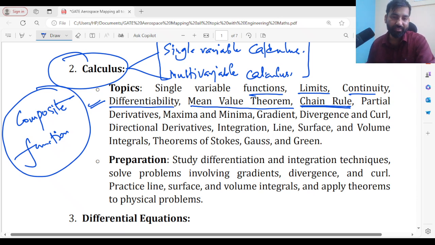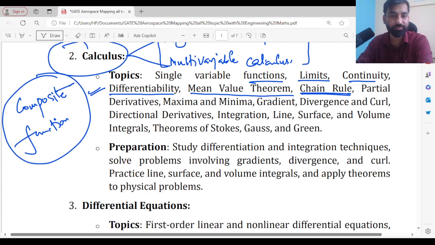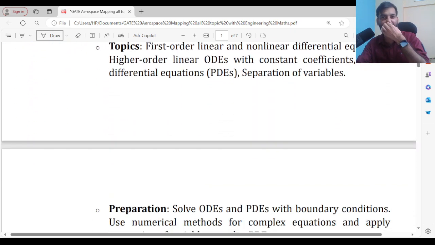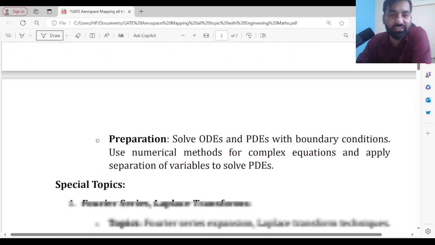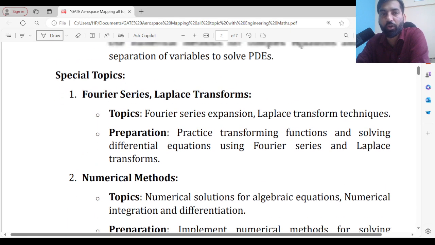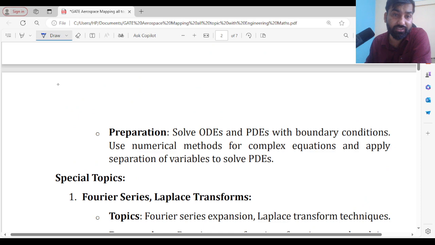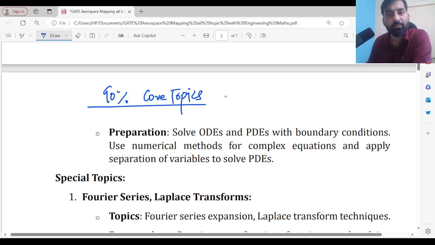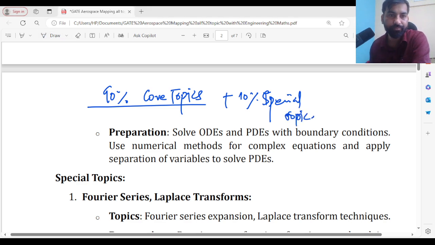And the next is differential equation, right? The first order ODE, partial differential equation, separation of the variables, right? So these things I'm going to discuss. And special topics: in your GATE Aerospace Engineering, 90% of questions will be asked from the core topics. Please remember that. Plus 10% of questions will be asked from the special topics. 90% of questions are going to be asked from the core topics.